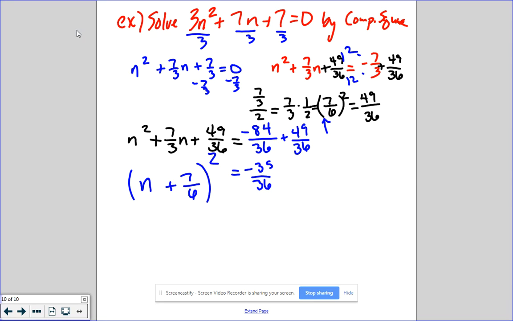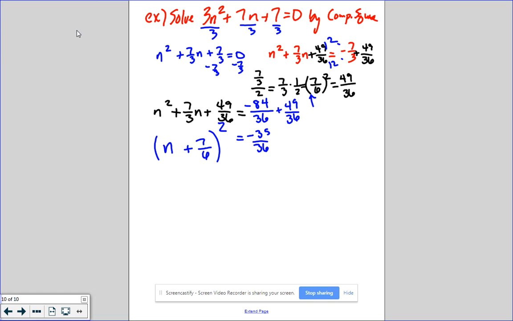Now I got to do what? What's my next step? Take the square root. Take the square root of both sides. Well, left side, that's pretty easy. It's just n plus 7 over 6. What's the problem on the right side? Negative, right? So, as Jim just said, there's an i.